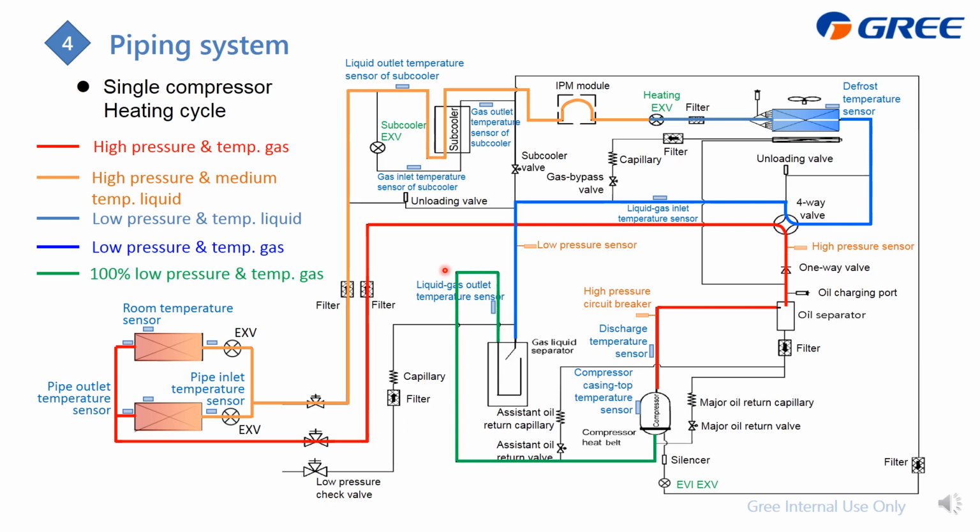When in low temperature, which means we require the EVI, also how it works, pay attention to this subcooler area. Also, a partial refrigerant will get through this EXV, and then at the subcooler it will become gas, and then we inject this gas or vapor into the compressor from this EVI EXV.